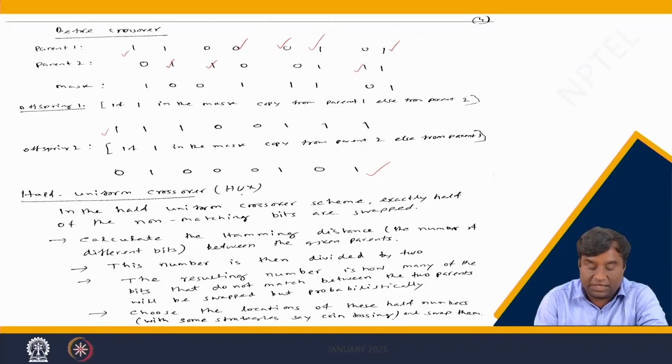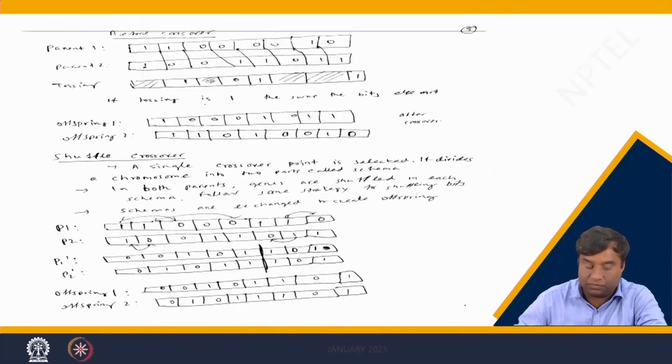Now half uniform crossover, that is HUX. In the half uniform crossover scheme, exactly half of the non-matching bits are swapped. There is no need to swap the matching bits. So calculate the Hamming distance, that is the number of different bits between the given parents. The number is then divided by 2. The resulting number is how many of the bits that do not match between the two parents will be swapped, but probabilistically. Choose the location of these half numbers with some strategy, by coin tossing, and swap them.